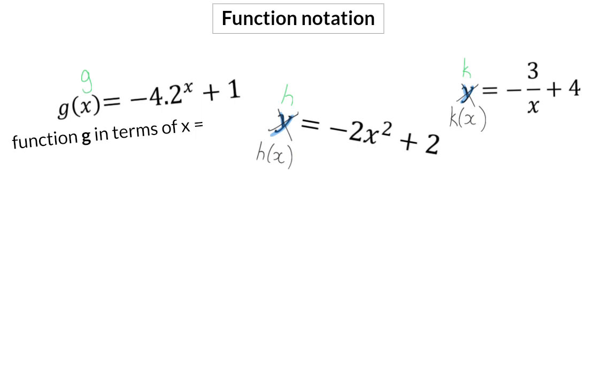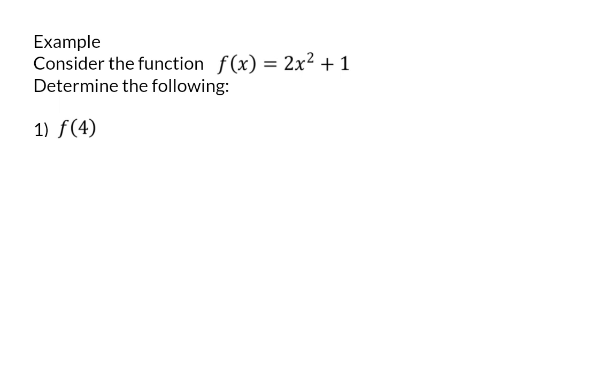Let's go and have a look at what type of questions can be asked of you using function notation. Consider the function f(x) is equal to 2x squared plus 1 and determine the following. Remember that any function consists of a whole lot of coordinates, and in our function notation, x is still represented by x, but y is now represented by f(x).